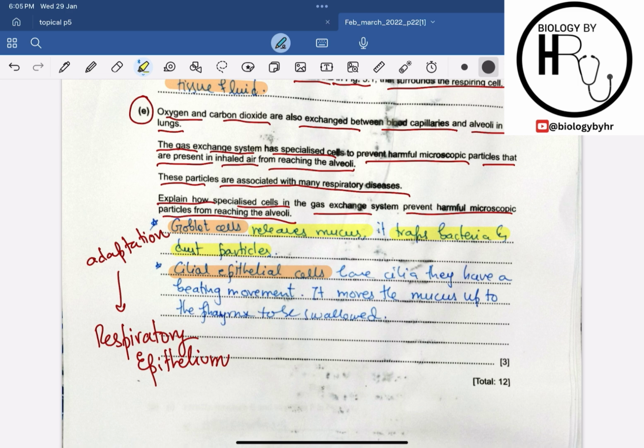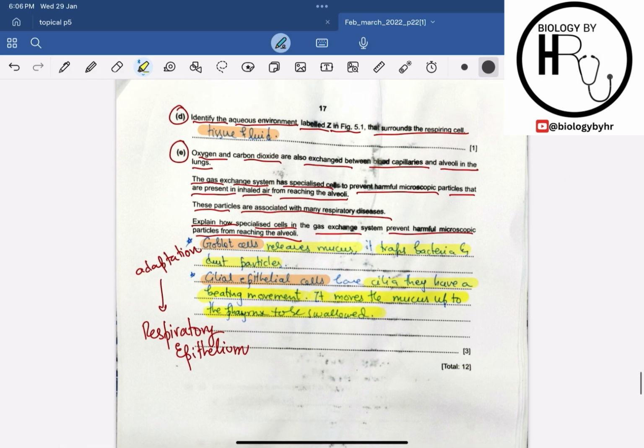And then the ciliated epithelium, they have the cilia that have a beating movement, right? For example, this is the epithelial cell and these are the cilia over here, so they have the beating movement, they move up and down. Because of this beating movement, it moves the mucus up to the pharynx to be swallowed, right? Ciliated epithelial cells also trap the bacteria and the dust particles, but the main function of the beating movement is to move the mucus up to the pharynx to be swallowed, right? So I hope that this question is clear to all of you.